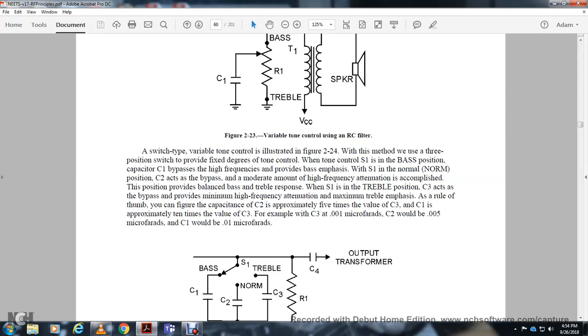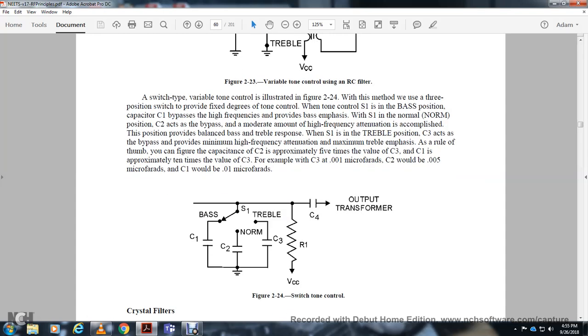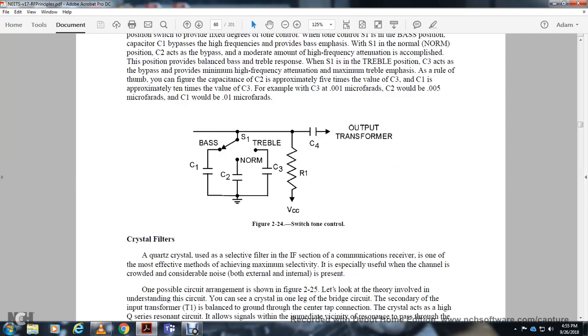As a rule of thumb, you configure the capacity of capacitor 2 at approximately 5 times the value of capacitor 3, and capacitor 1 at approximately 10 times the value of capacitor 3. For example, if capacitor 3 is 1,000 microfarads, capacitor 2 would be 5,000 microfarads, and capacitor 1 would be 10,000 microfarads. This shows the switch for the tone control: capacitors 1, 2, 3, bass, normal, treble, switch 1 with resistor 1, capacitor 4, and the tuned output circuit for the transformer.